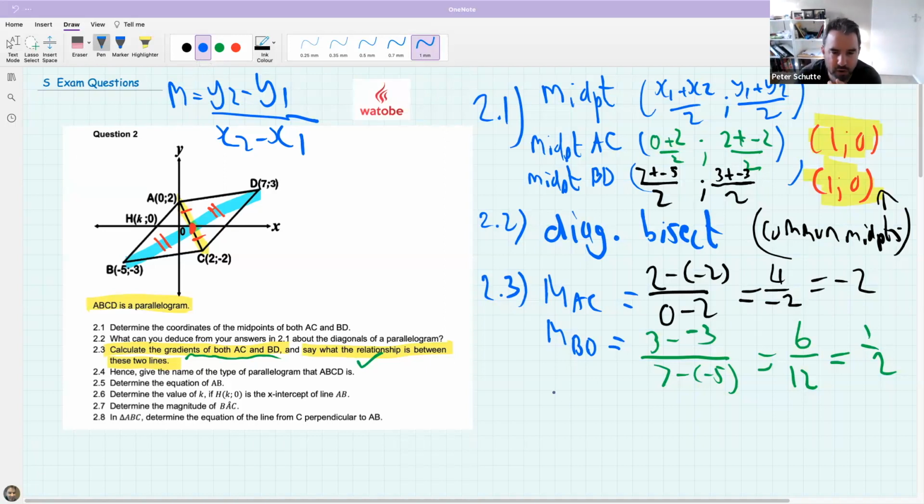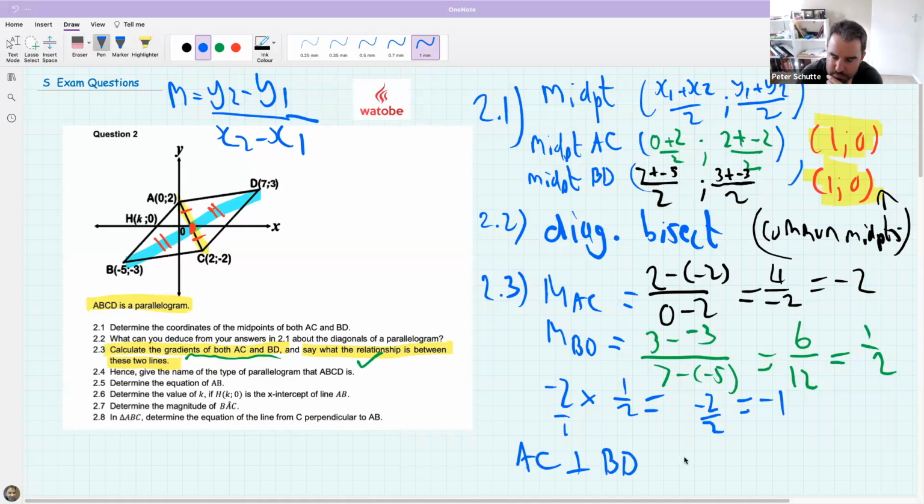They're equal. Okay, you're on the right track. So what it means is if the gradients multiply to minus 1, right? You can see minus 2 times a half, you can put a 1 there, so you get minus 2 over 2, and then you get minus 1. So the gradients multiply to minus 1, and that means that AC is perpendicular to BD, because AC times the gradient of BD is minus 1. So basically we're saying that they're at 90 degrees to each other.